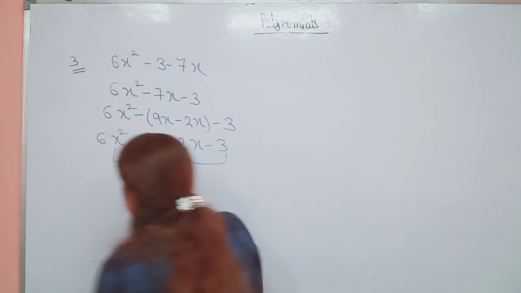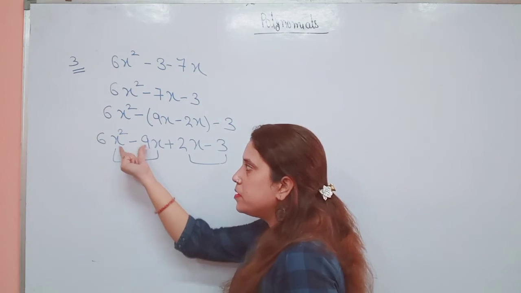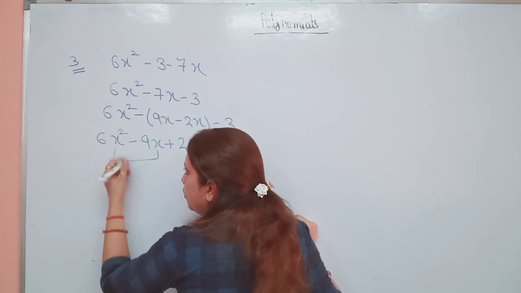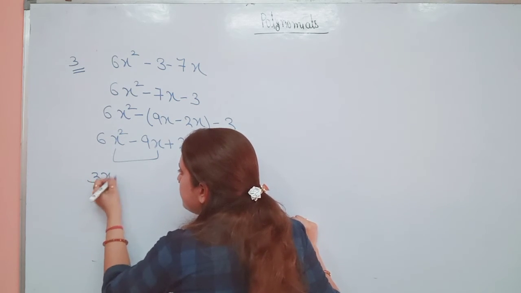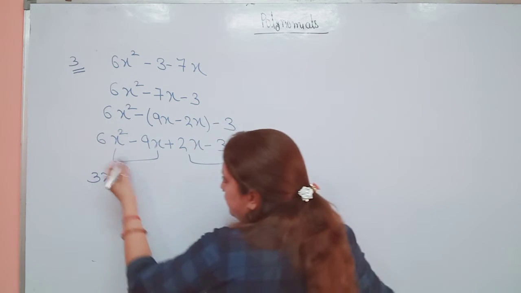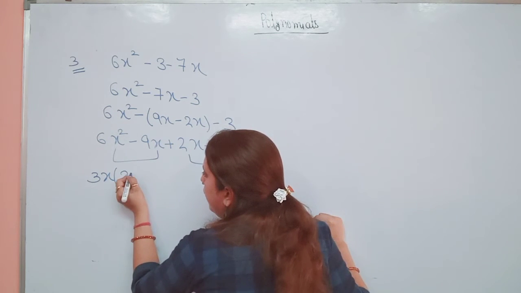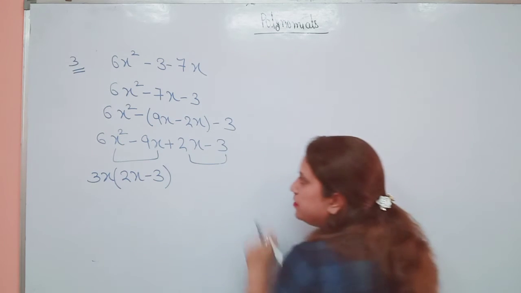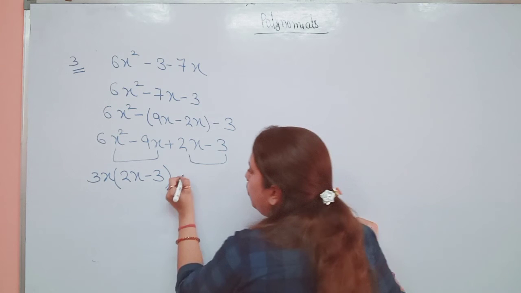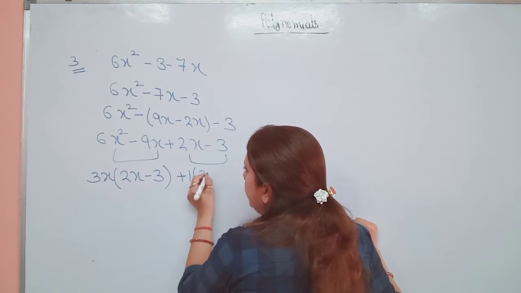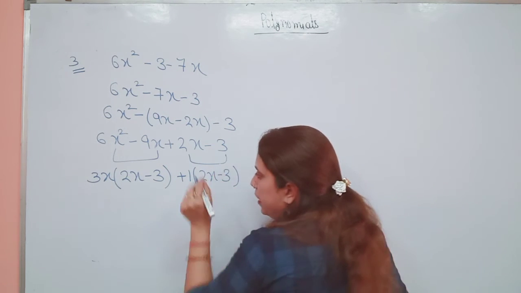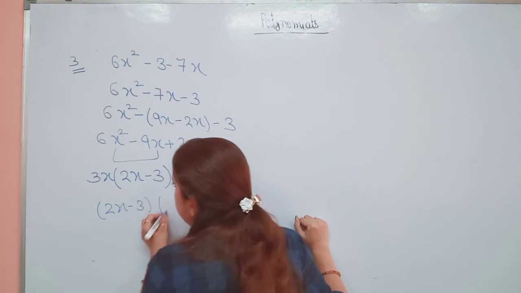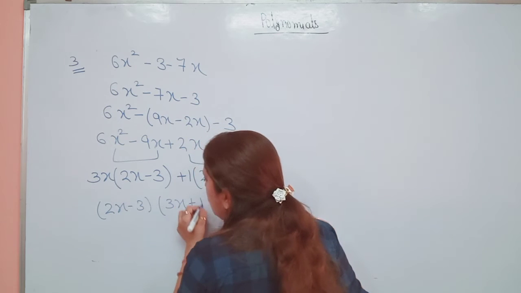When we take common, what is the common in these two terms? 6x square minus 9x. In the table of 3, both will come. So 3x is common. What will be left in the bracket? 2x minus 3. 2x minus 3 is already here, so we take 1 as common. It means two factors are 2x minus 3 and 3x plus 1.